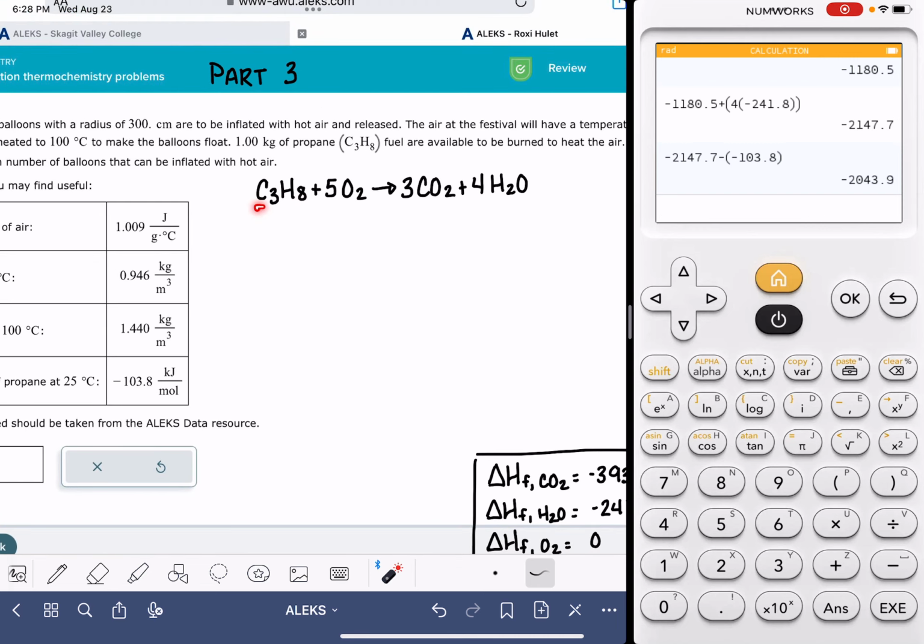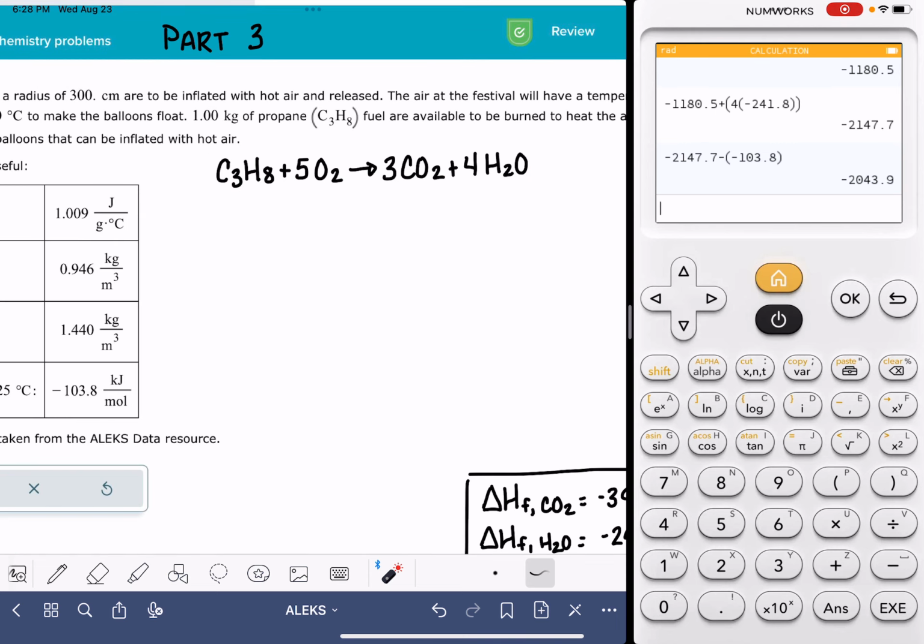This reaction generates heat, and that heat is going to be used to blow up the balloons. So we need to figure out how much heat is actually being evolved when this reaction runs. There are a few different ways that you can calculate the heat of a reaction, but for this particular problem, we're going to calculate it by using Hess's law.